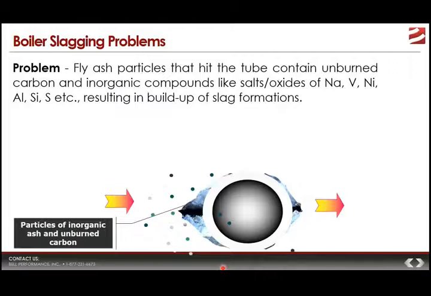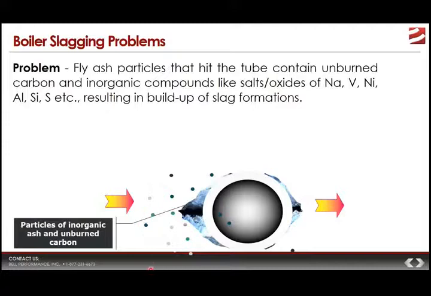Now, the fly ash particles that hit the tube contain a low level of unburned carbon, and they contain inorganic compounds. By inorganic compounds, we're talking about non-carbon compounds: metals, things like sodium, vanadium, nickel, aluminum, silicon, sulfur, all the stuff that was already present in the fuel before it was burned.